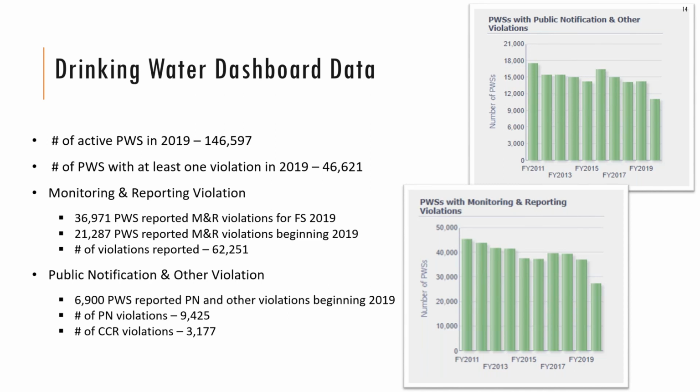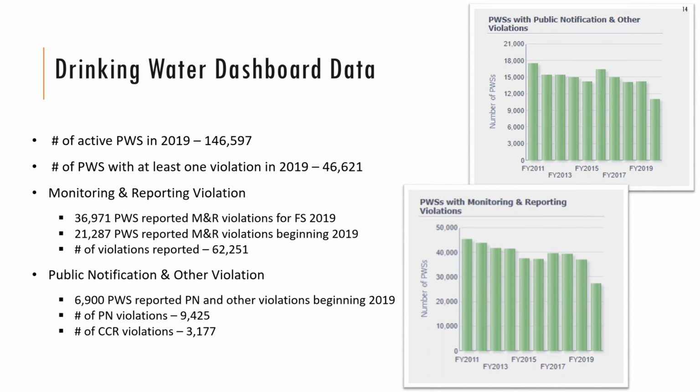And here are some numbers that I was able to get for the fiscal year of 2019. You can change the data depending on calendar year and fiscal year, but I chose fiscal year since that was the main data that I was able to download and use for data analysis. So for the fiscal year of 2019, there were close to 147,000 active public water systems, and out of those, 46,000 systems had at least one violation for 2019.